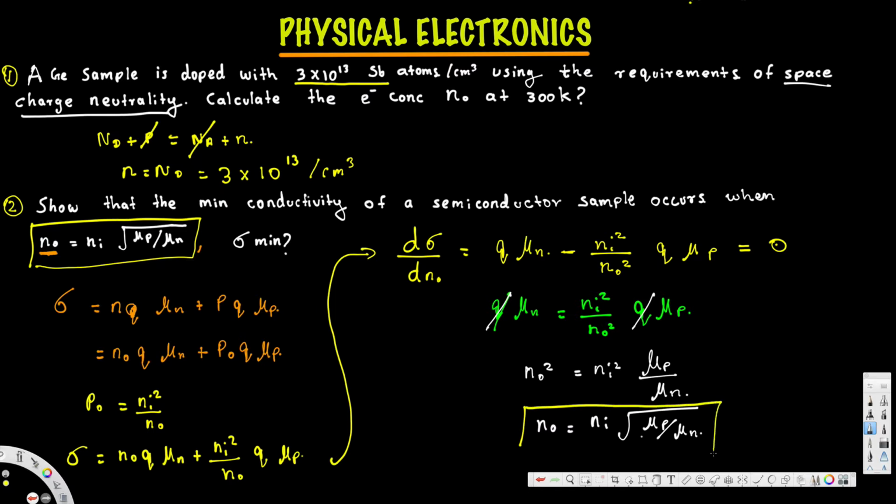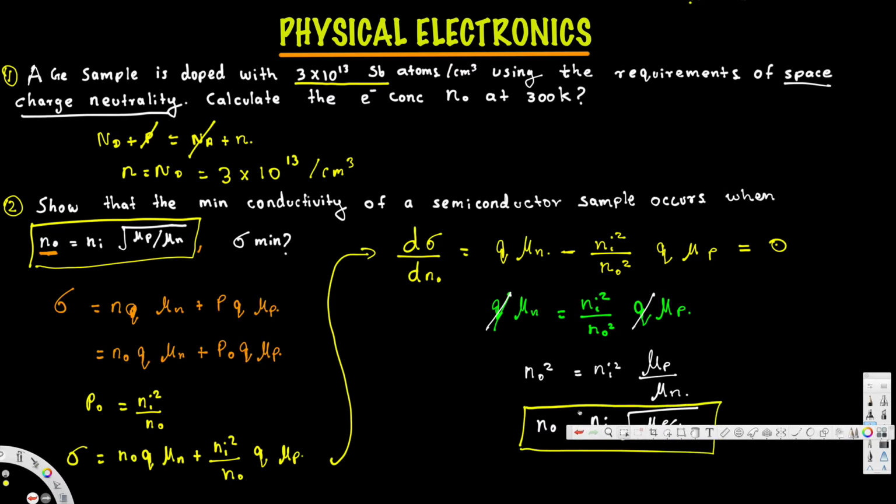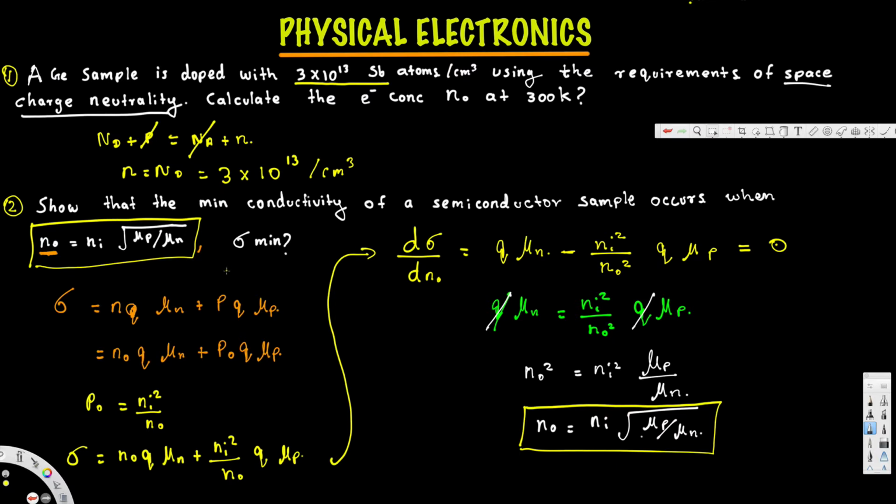So this is a proof question. The first part is proof, and the second part is asking us to find the sigma minimum. Now to find the sigma minimum, we just have to plug this value in instead of n0 in all the places. Here we have n0, and after we derive this one, we also have p0. We found p0 is equal to ni squared over n0 by the mass action law. So we have to replace this n0 and this n0 to find the sigma minimum.